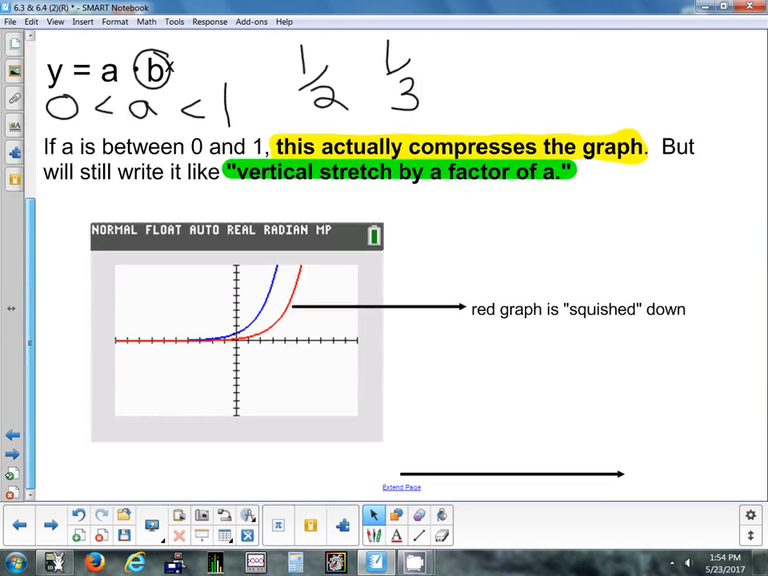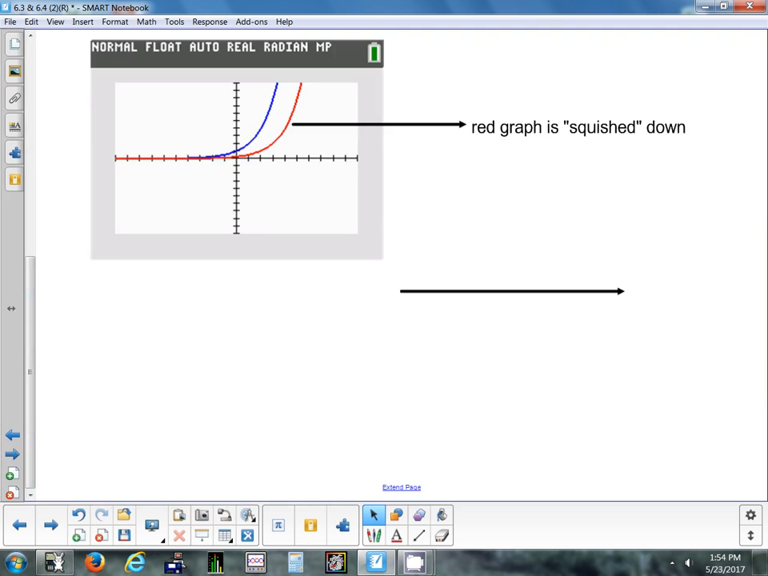Now, if we have one where on your notes it might say where it's negative, where it says if a is between 0 and 1, don't worry about writing that right in the sentence. All I'm worried about right now is where it says written like. So on your notes it says written like. We're still going to write it the same way.